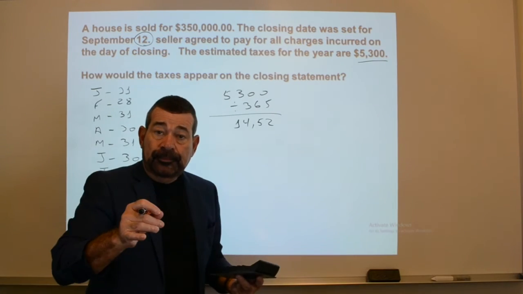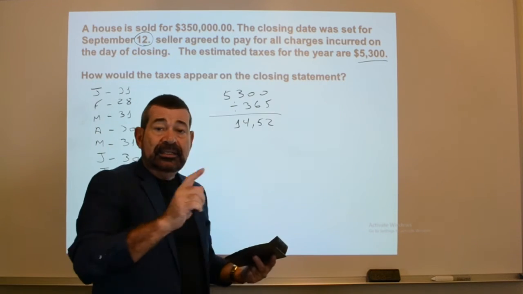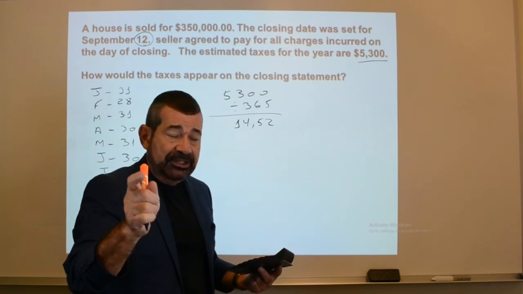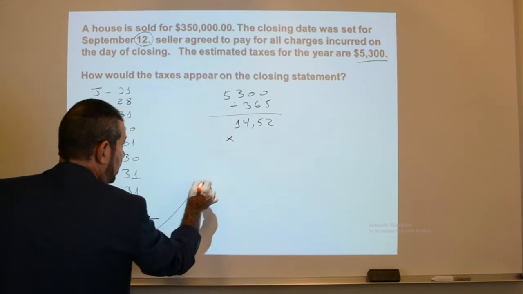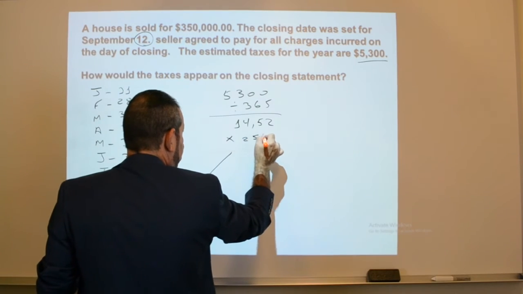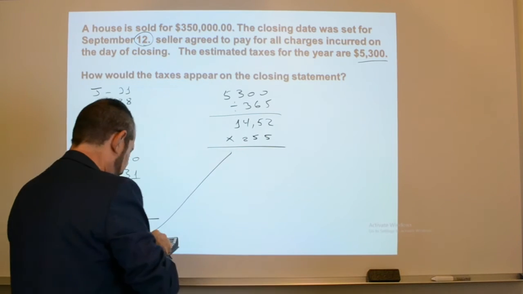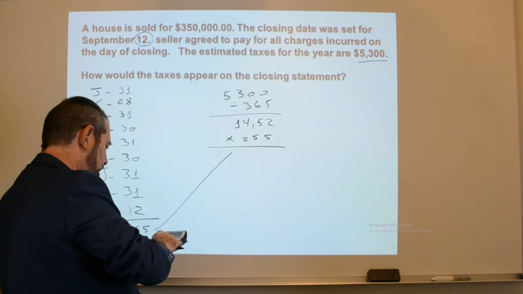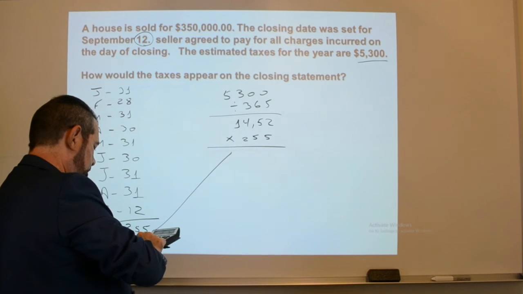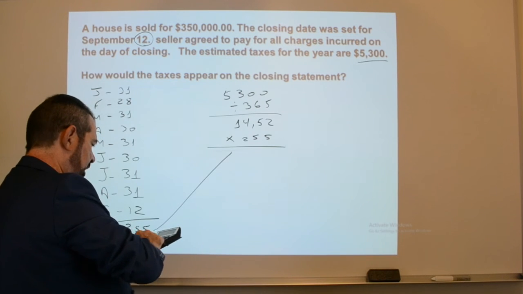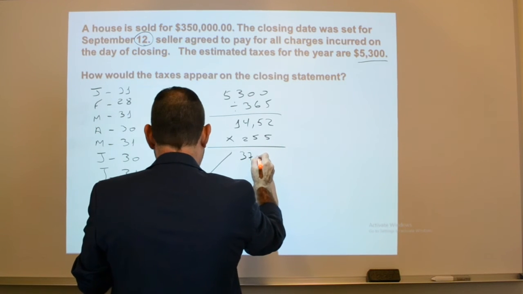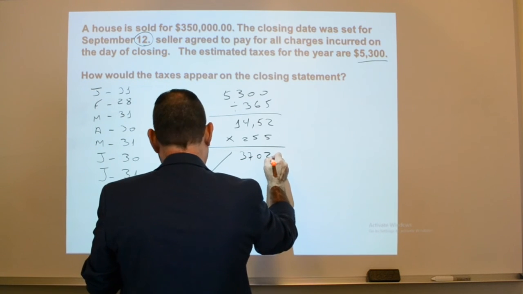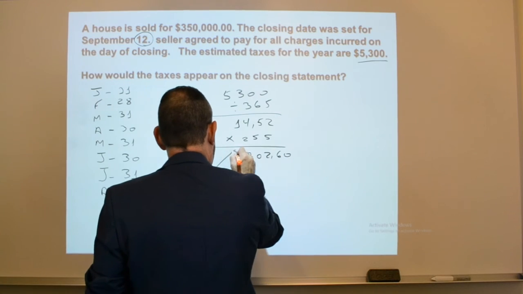Now that we know that the daily property taxes is $14.52, we multiply that by this number here, 255. So 255 times $14.52 gives $3,702.60.